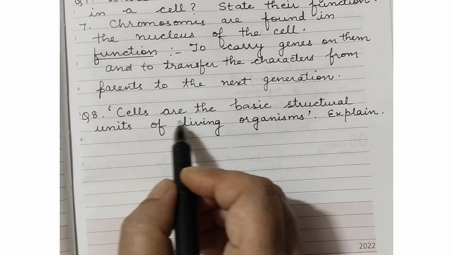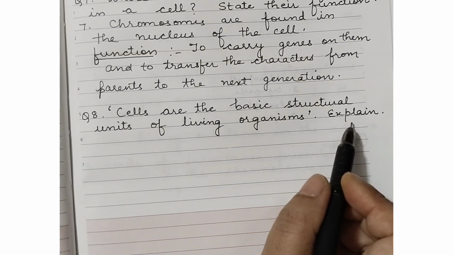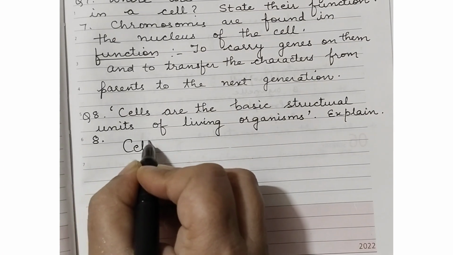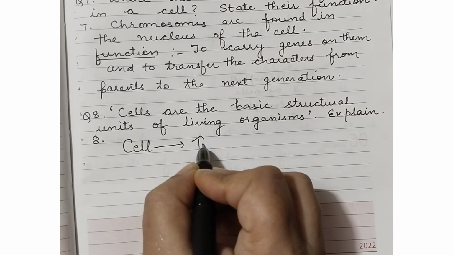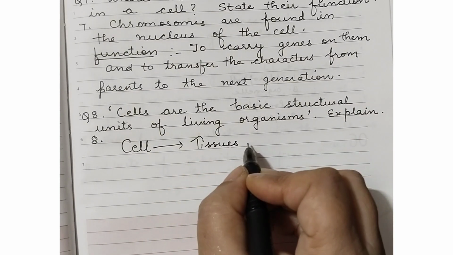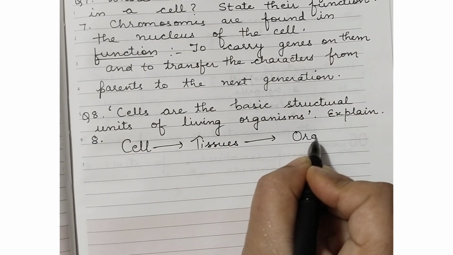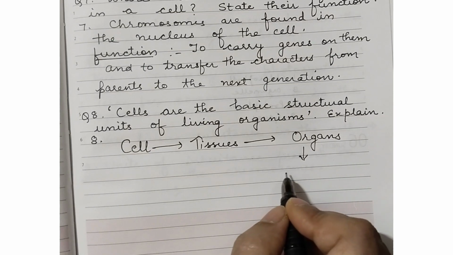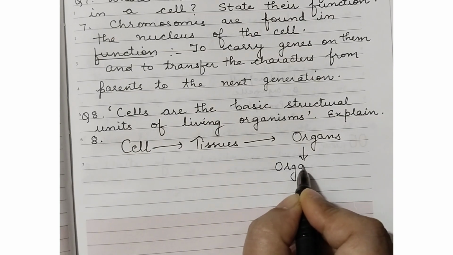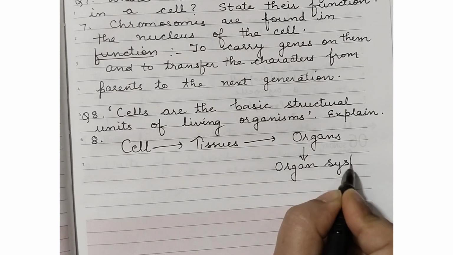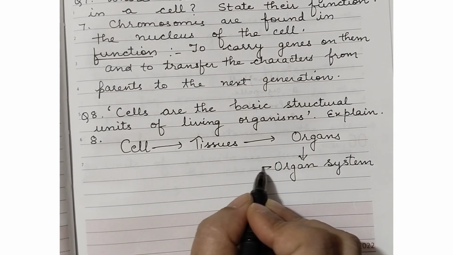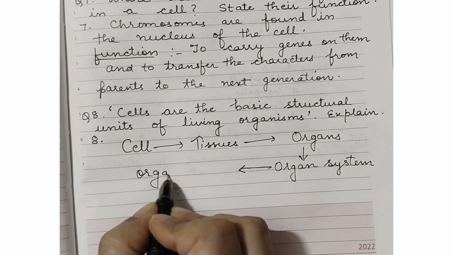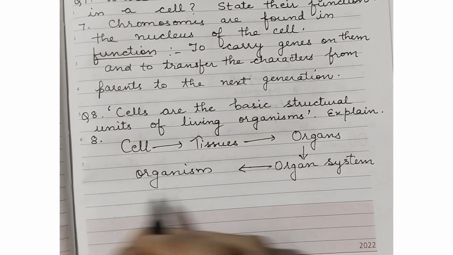Next is question number 8. Cells are the basic structural units of living organisms. Explain. So this answer is explained with the help of a flowchart. Cells make tissues and tissues make organs. These organs collectively make organ system, and various organ systems make an organism.